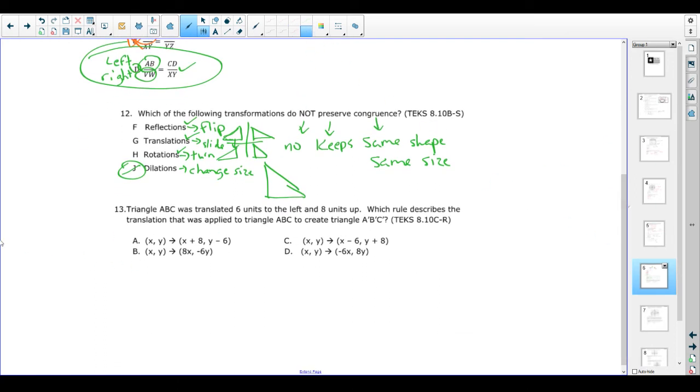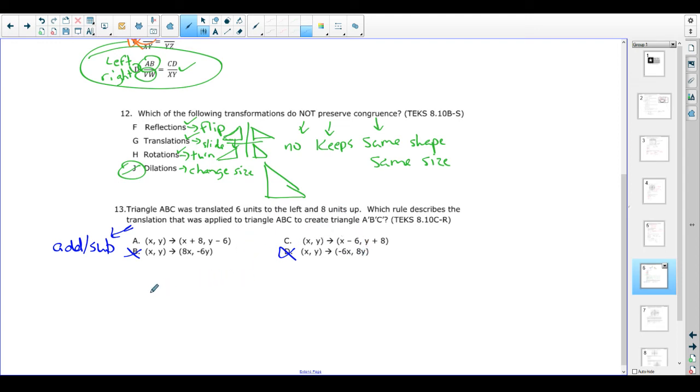We're almost there. All right, ABC was translated 6 to the left, 8 up. Which rule describes this translation that was applied to ABC to create triangle A'B'C'? Okay. So when we do translations, we add and subtract. So you can stop multiplying. So the answer is not B or D. How many people picked B or D? Few people picked D. They said times -6. Oh, gross. Well, at least they had the right idea. They knew 6 to the left was X and 8 was Y. They just chose the wrong operation.